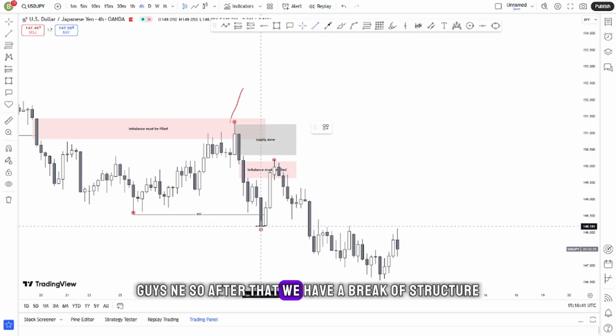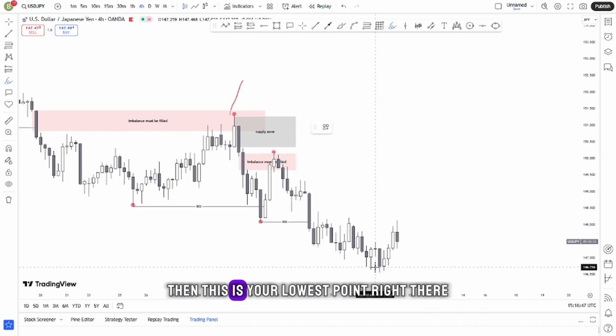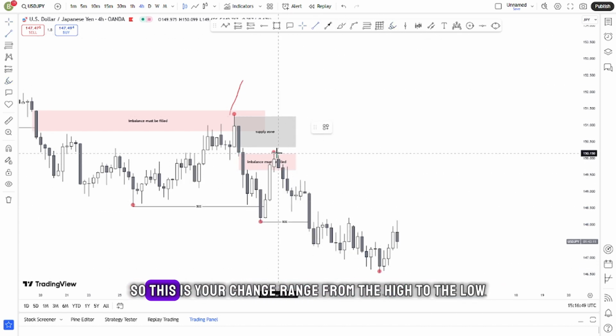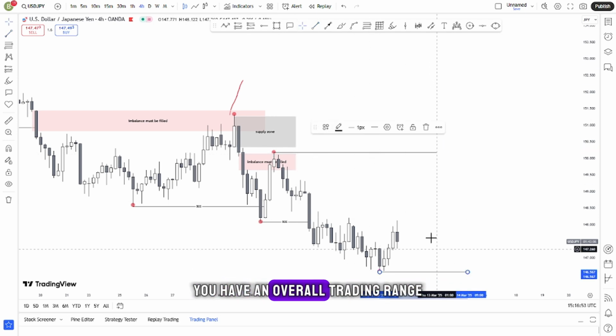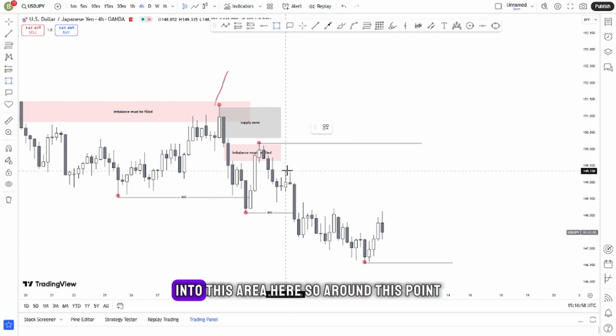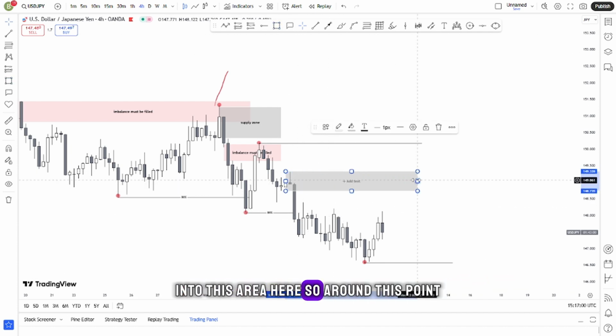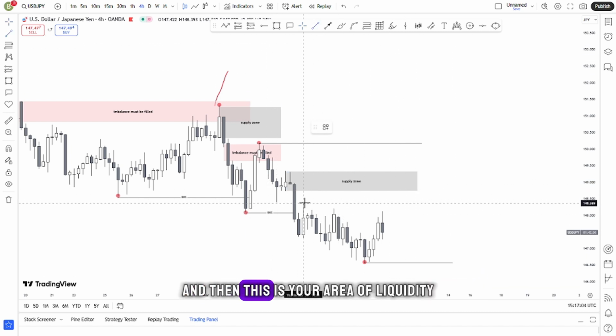So after that, we have a break of structure, which means that this is your previous high, then this is your lowest point right there. So this is your trading range. From the high to the low, you have an overall trading range, and what you expect is for the market to pull back into this area here. So around this point, this is where we expect the market to pull back into.